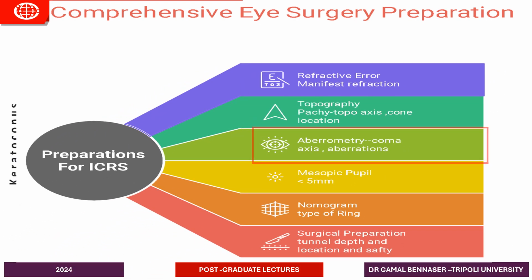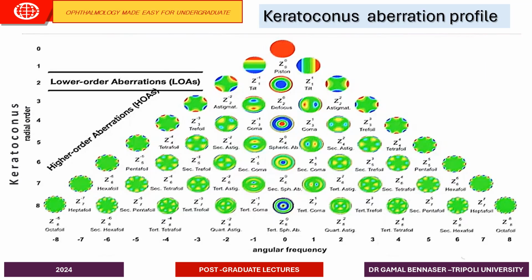Now we come to the third important step in the evaluation for intracorneal ring implantation, which is analyzing the aberrometry of the patient and determining the level of high order aberrations. Now we come to the next step in the preparation of the patient for implantation of the intracorneal ring: we have to study the aberration profile of the patient. This is very important for managing the high order aberrations.